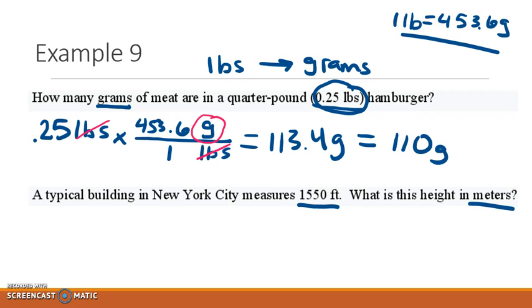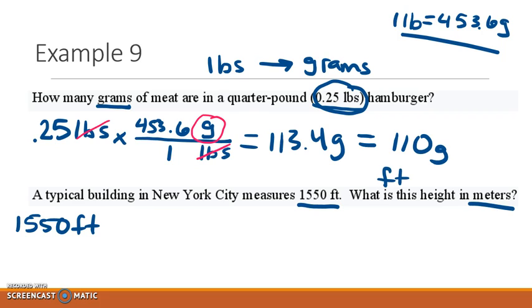And so I'm going to actually do it right here. First of all, I'm going to start out by writing out what the problem gives me, so it's the 1,550 feet. And then the next thing I'm going to do is develop my roadmap. So I'm going to do it kind of right above here.